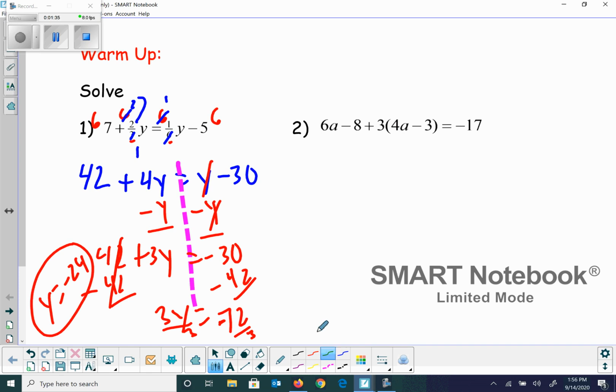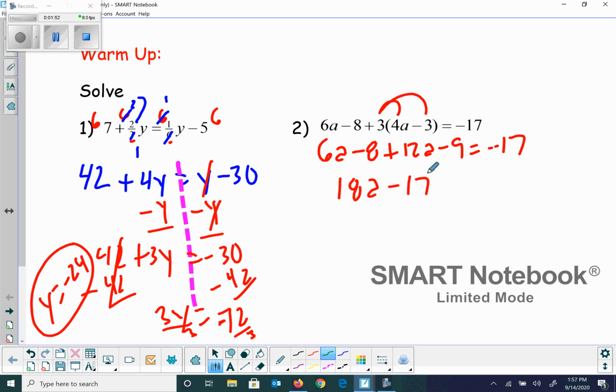All right, second problem. Big thing on this one is let's make sure we distribute first. So I get 6a minus 8. Nothing happened to those yet. Plus 12a minus 9. And that's equal to negative 17. We do have some like terms. So I have 18a minus 17 equals negative 17.